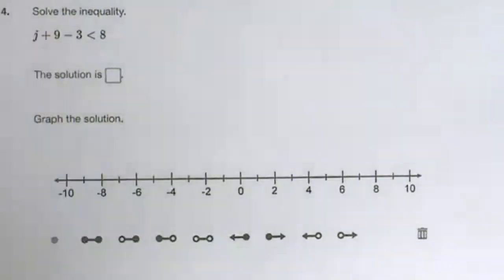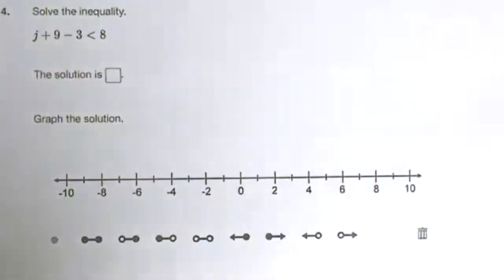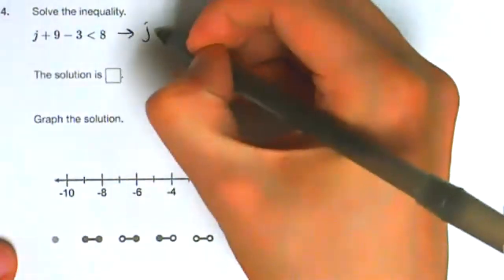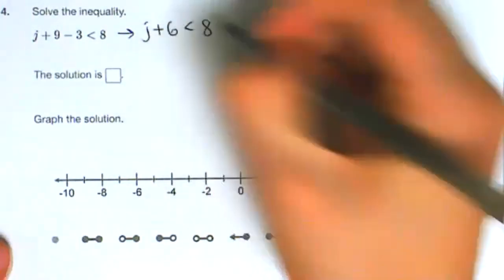We need to solve the inequality j plus 9 minus 3 is less than 8. The first thing we need to do is combine like terms, like we did on the first problem, because you're going to notice we have a 9 and a negative 3 both sitting on the left side of our inequality. Thankfully, 9 minus 3 is just positive 6. So we have j plus 6 is less than 8.